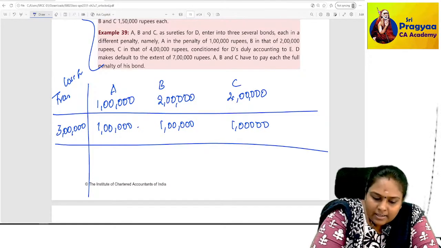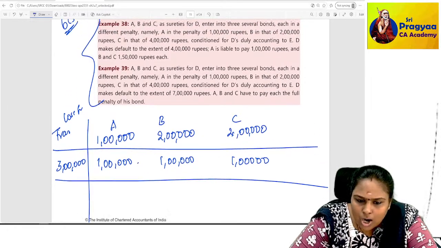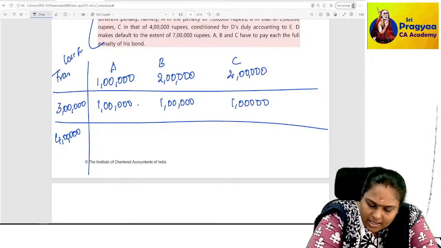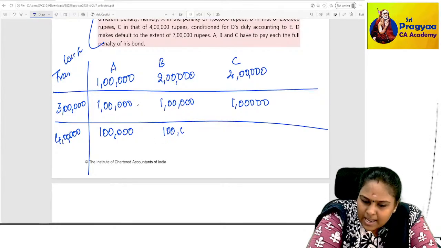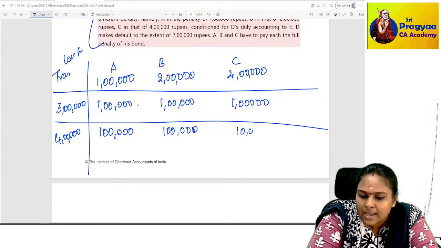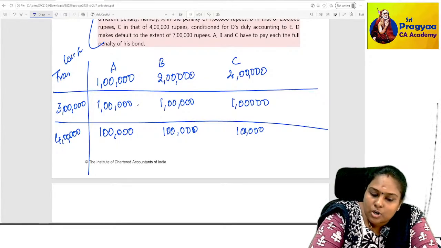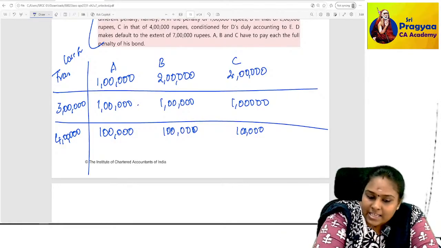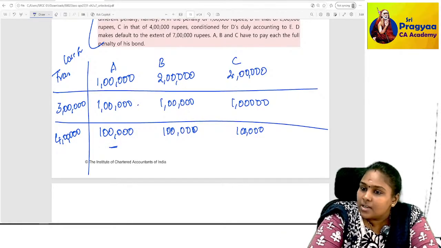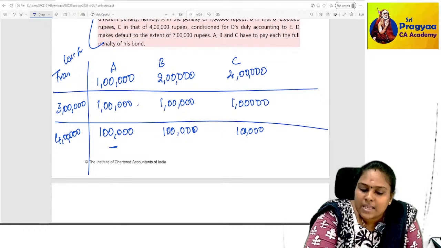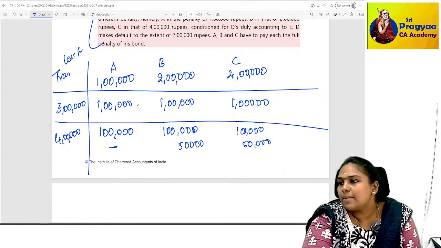Okay? Sir, in the next case, the loss amount is say 4 lakh rupees. How will this be borne? Sir, as per the previous one, first 1 lakh each will be exhausted. A's limit is over, correct? Now who still has limit balance? B and C. Sir, the balance amount will be bifurcated between them. 50,000 and 50,000. Able to understand?